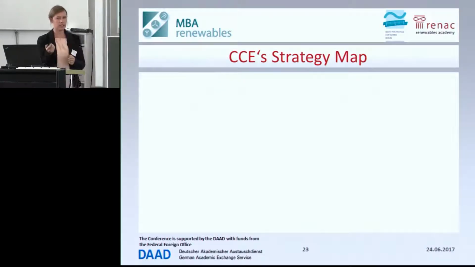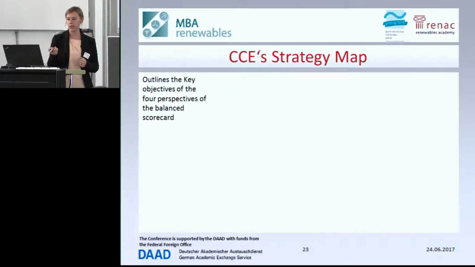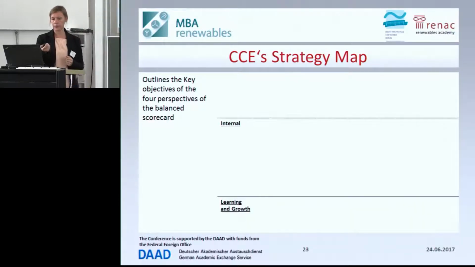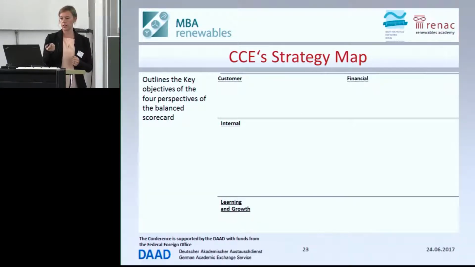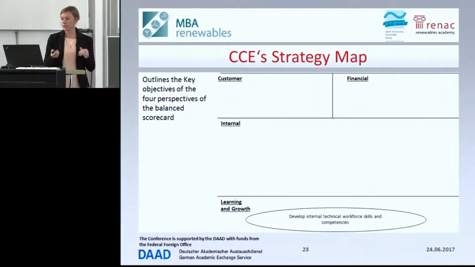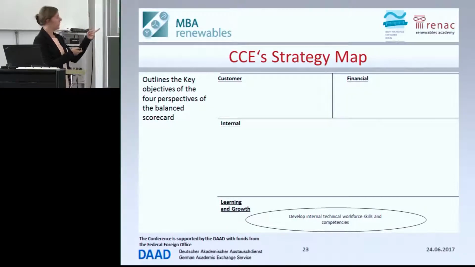Now, at the end of my master thesis, based on the results, I created a strategy map. Here we have the four perspectives of the balanced scorecard: learning and growth, internal, customer, and financial. In learning and growth, I have develop internal and technical workforce skills and competencies. It's very important for CCE to develop internal staff with technical skills. At the beginning, maybe you don't have that, so you hire consultants, but with time, you should train your workforce internally.